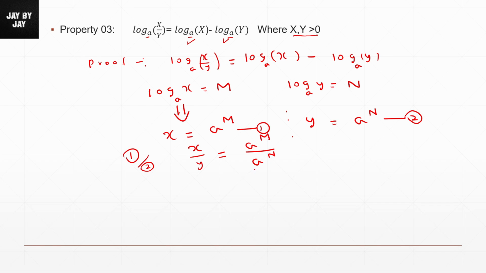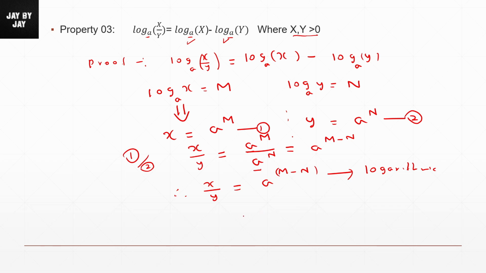As you can see on the display, both a terms are the same. Due to that, we can write m minus n. Therefore x divided by y equals a to the power m minus n. Now we need to convert this exponential function back into a logarithmic function. How can we do that?